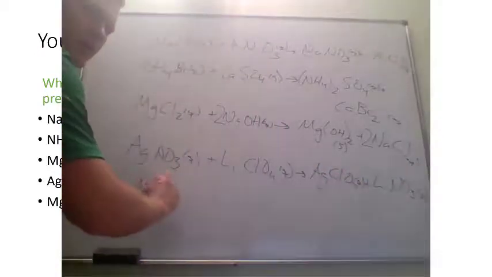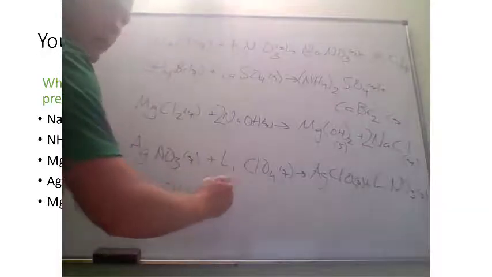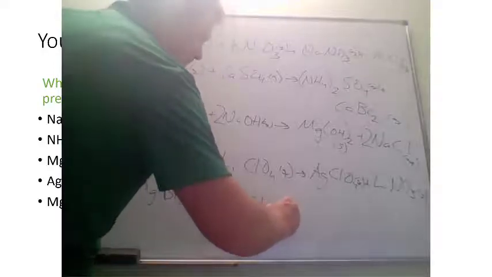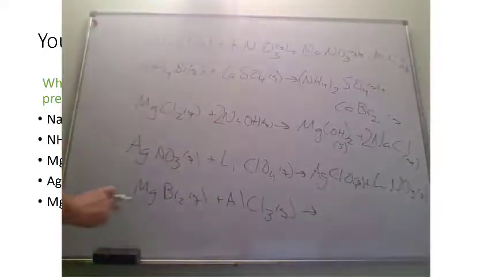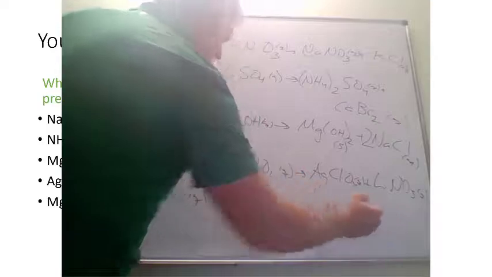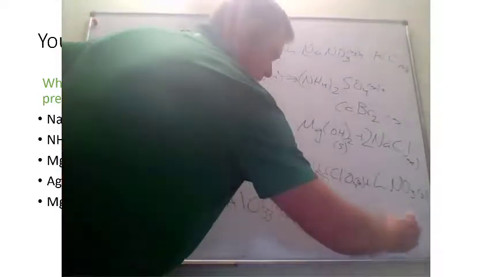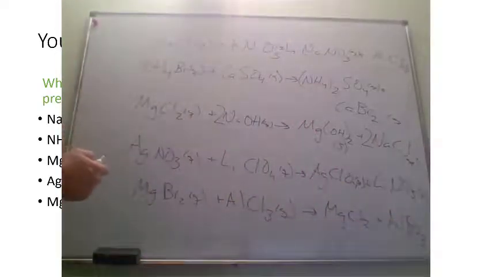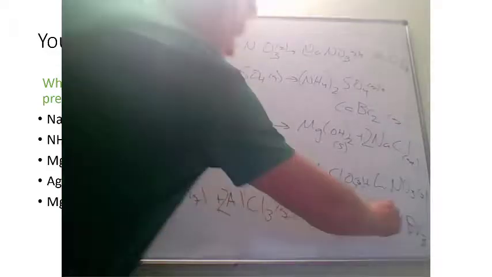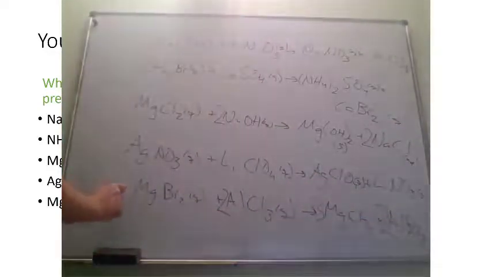Finally, we have magnesium bromide plus our aluminum chloride. Okay, so we have magnesium chloride, MgCl2, plus our aluminum bromide. Okay, so if we wanted to balance this equation here, we would need 3, 2, 2, and 3 to balance that equation.